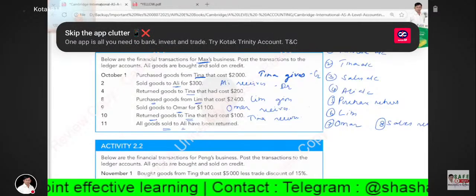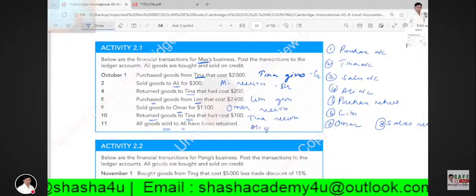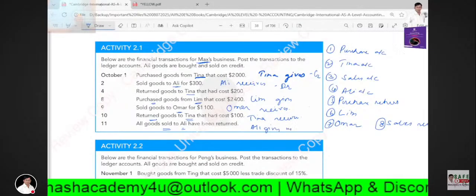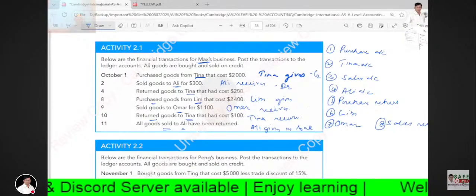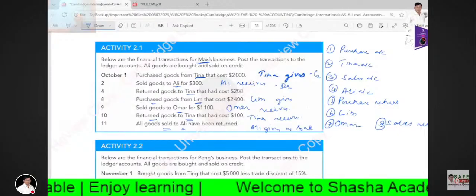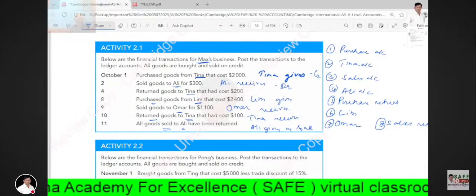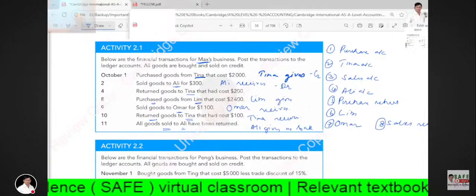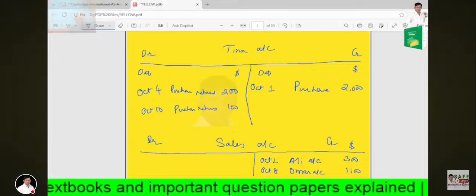So credit the giver. Ali gives us back. At that time we had given him, now he will give us back. So whatever we have sold to Ali on October 11th, sales returns and Ali.